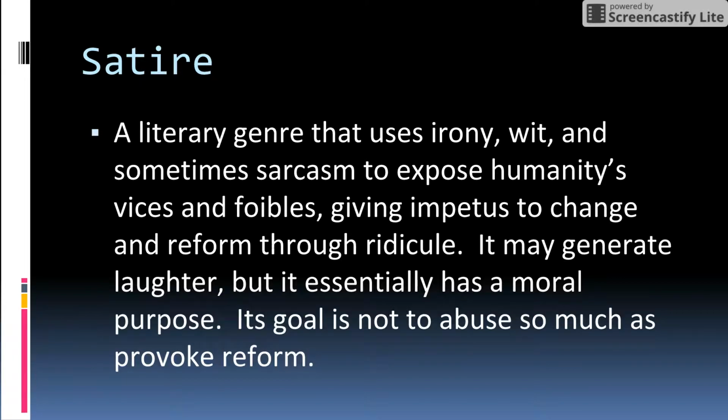So, a satire is a literary genre that uses irony, wit, and sometimes sarcasm to expose humanity's vices and foibles, giving impetus to change and reform through ridicule. A lot of big words.